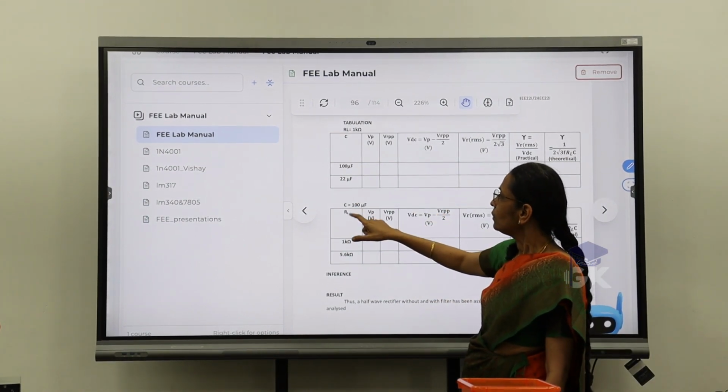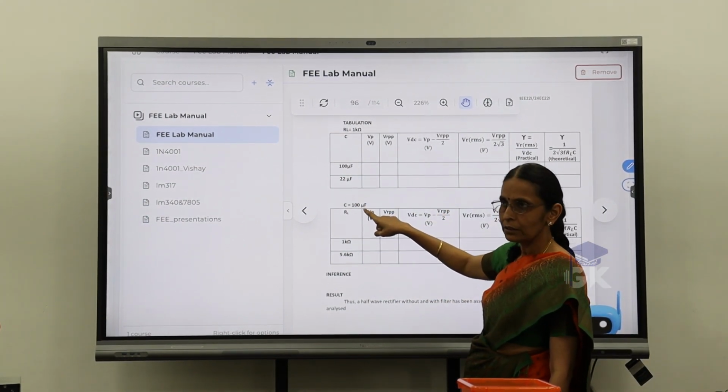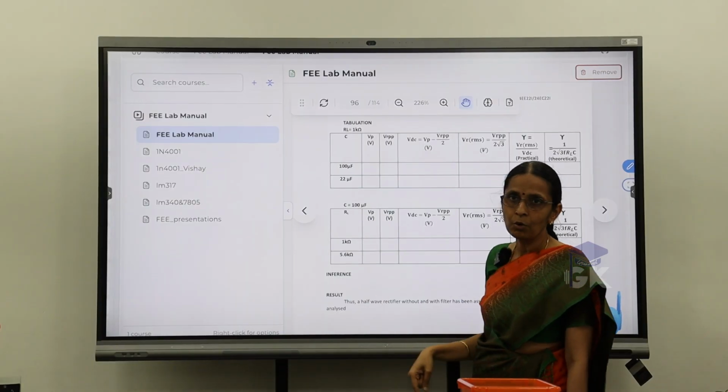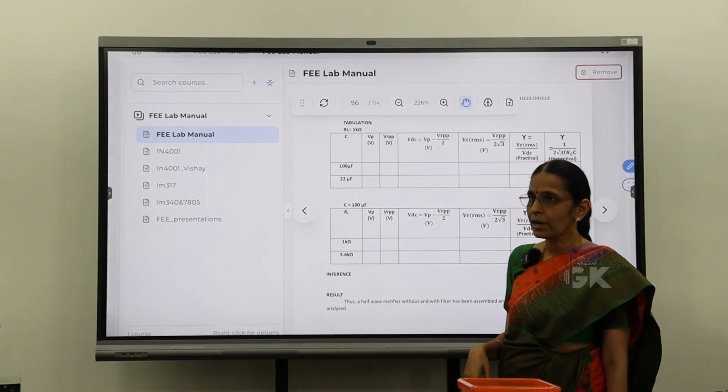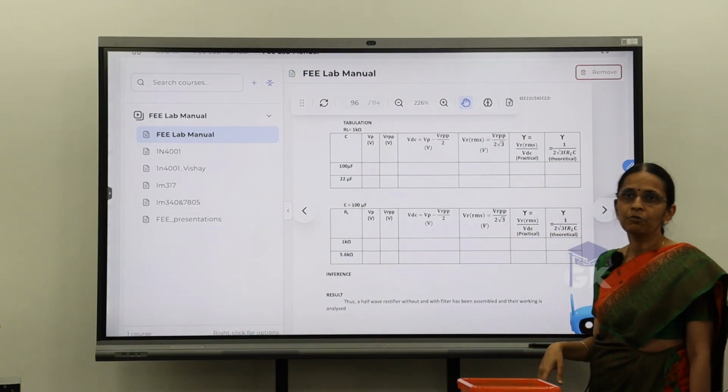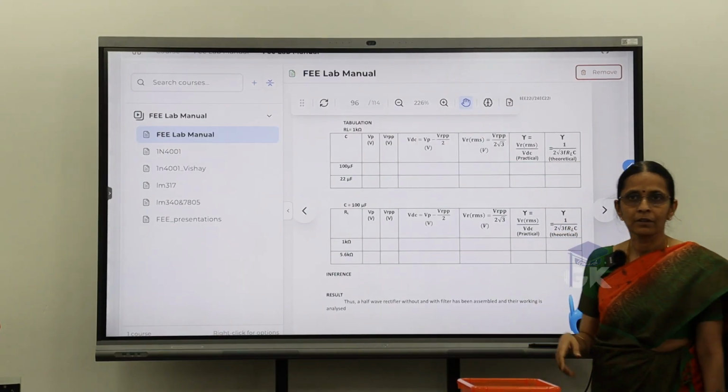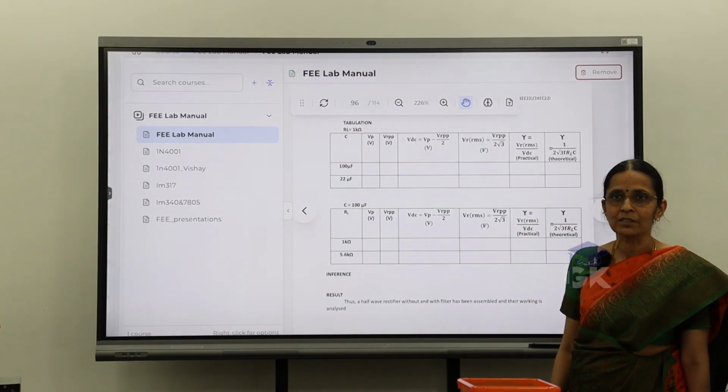And in the second one, I am keeping the capacitor constant and varying the load value. Load 1K and 5.6K. You can also try with 2.2K, your 470 ohms and all that. You can see how the waveform changes.